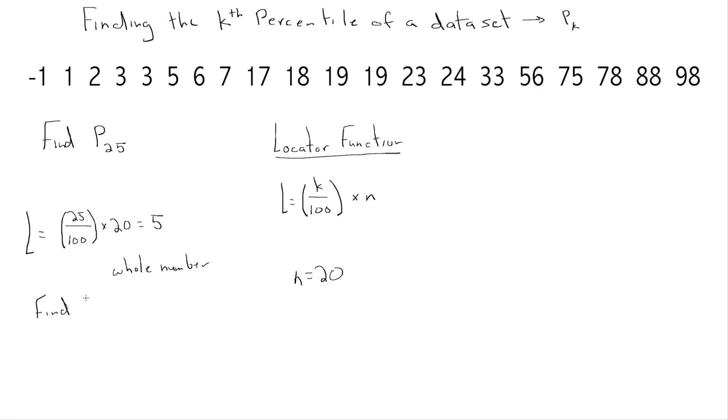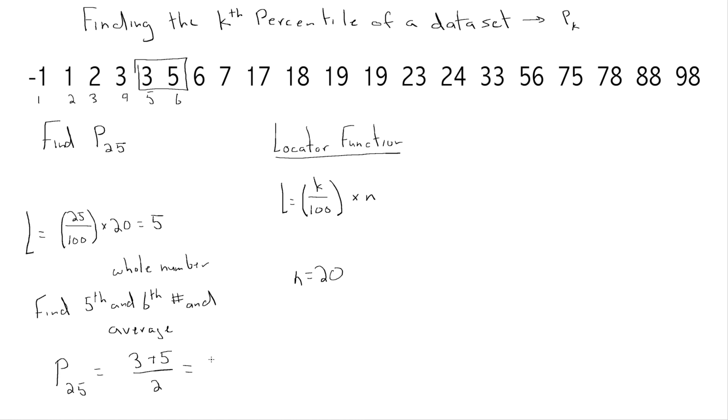We find in our list of data the 5th and the 6th data value, and we take their average. So in this particular case, -1 is our first value, then our second, third, fourth, 3 is our 5th, 5 is our 6th. So we're going to take 3 and 5 out of our list as the 5th and 6th values. And when we want to compute our 25th percentile, we're going to average our data values of 3 and 5. So we'll add 3 to 5, divide by 2, and we'll find out that our 25th percentile in this case is 4.